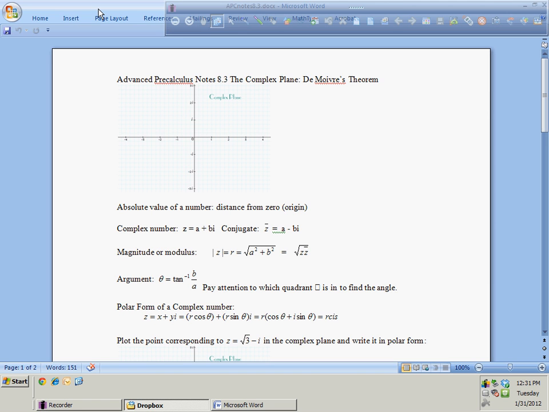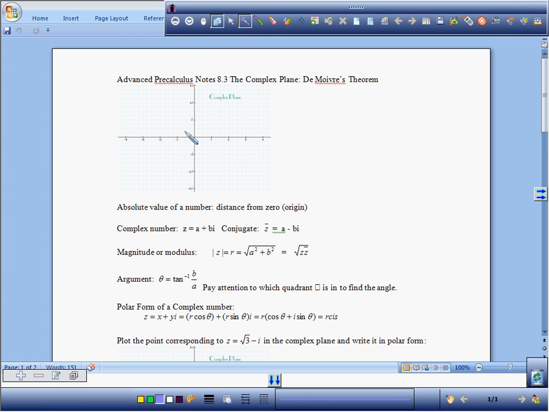Sorry. Okay. So in the complex plane, this direction is the x direction and this direction is the i direction. There are useful applications of plotting points in the complex plane for solving systems that involve complex numbers and stuff like that.